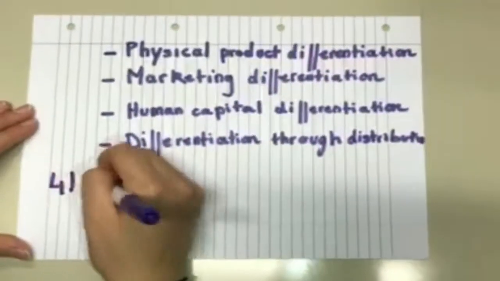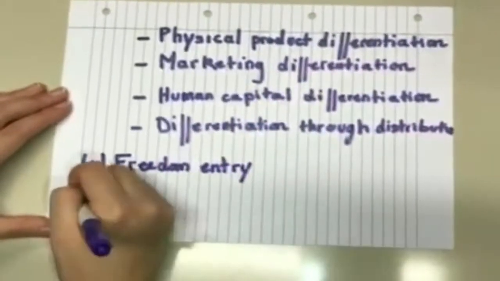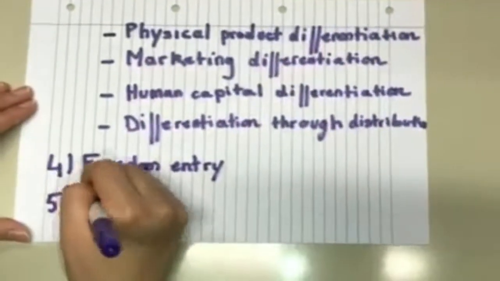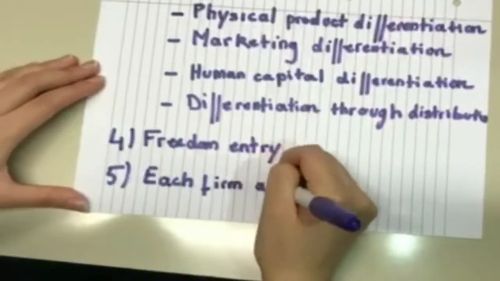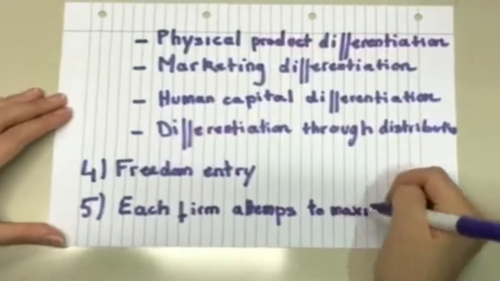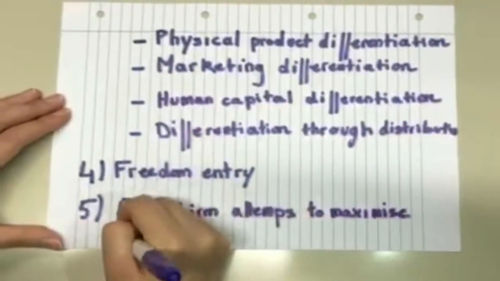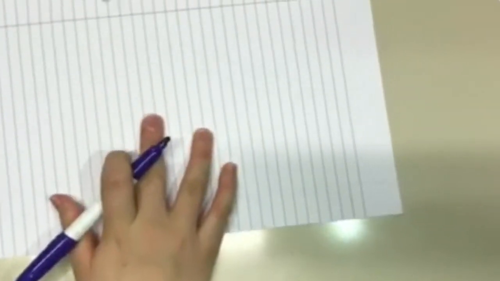Free entry is also one of the main characteristics. In monopolistic competition, firms can enter or exit the market as they wish, without any restriction. Finally, each firm attempts to maximize their profit. Thus, they will choose the quantity at which the marginal revenue equals the marginal cost.